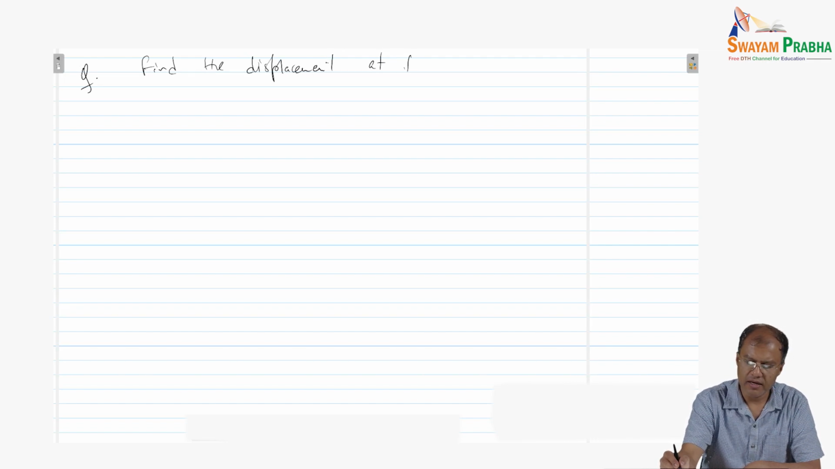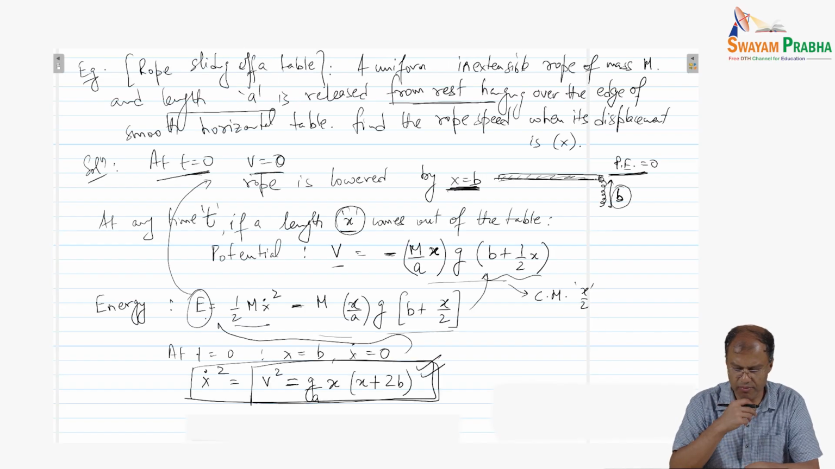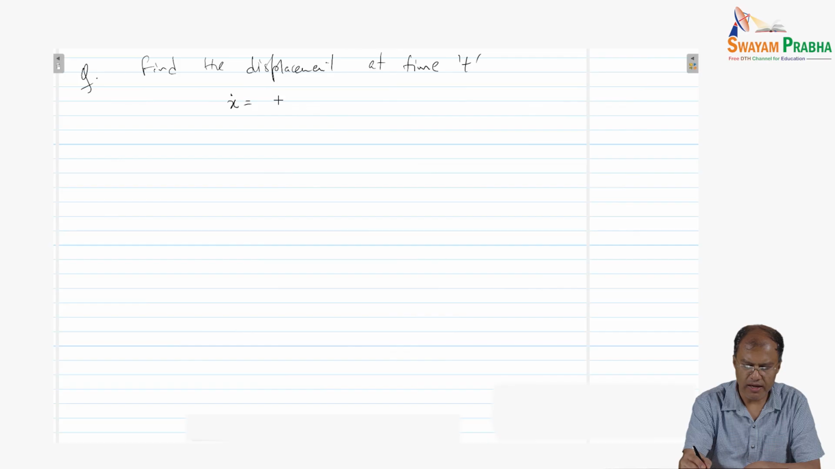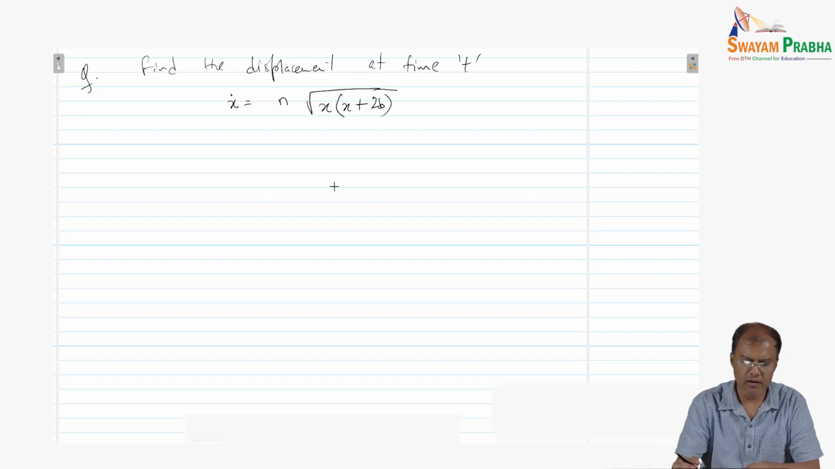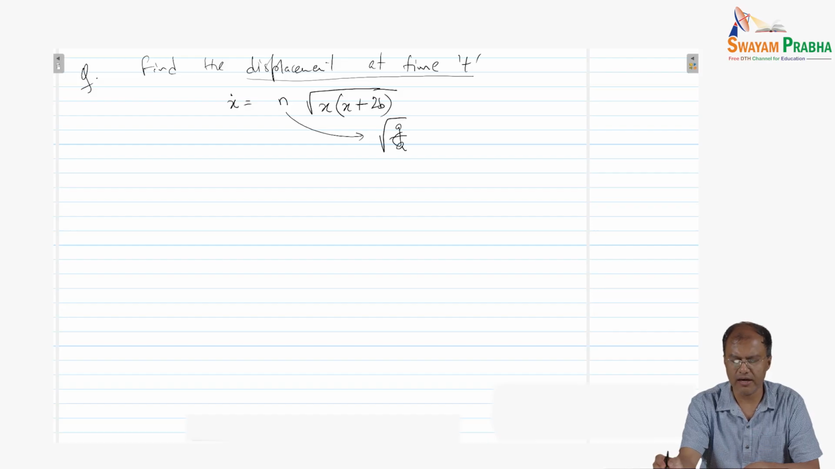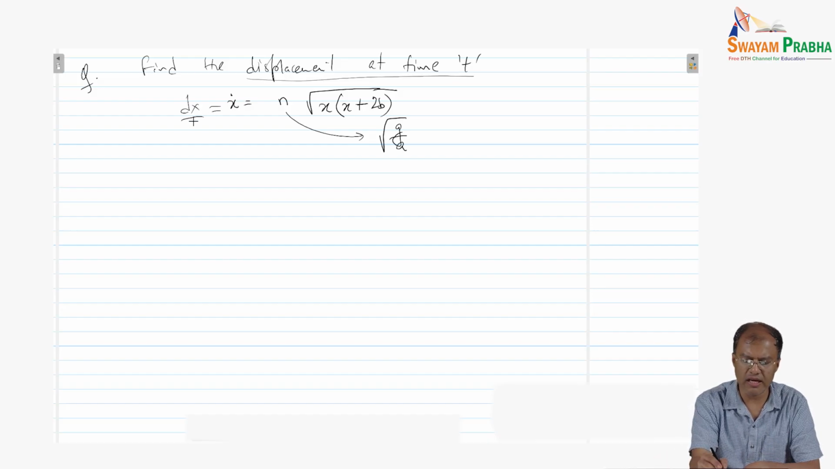Displacement at time t. Find the displacement at time t, where x dot is given by n times square root of n x times x plus 2b, where n is a constant given by square root of g over a. Now I want to find the displacement at any given time t. So x dot is nothing but dx/dt.